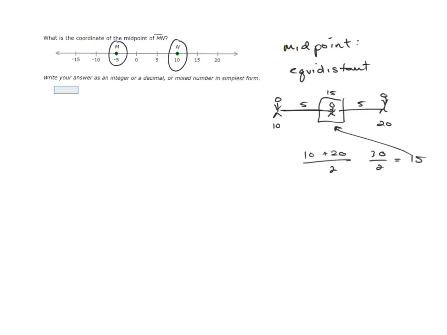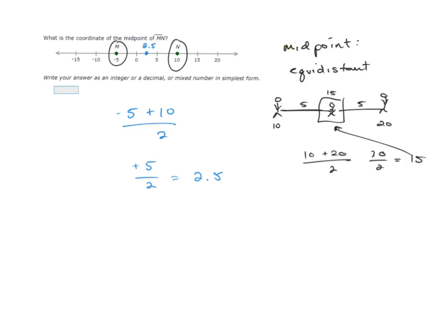So for instance, this one gives us -5, plus 10, over 2. No, it doesn't. It gives us a plus 5 over 2, which gives us 2.5. And here's our 2.5.